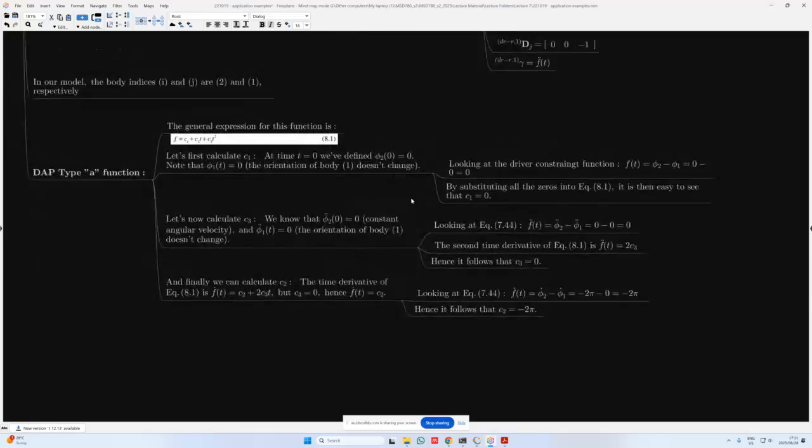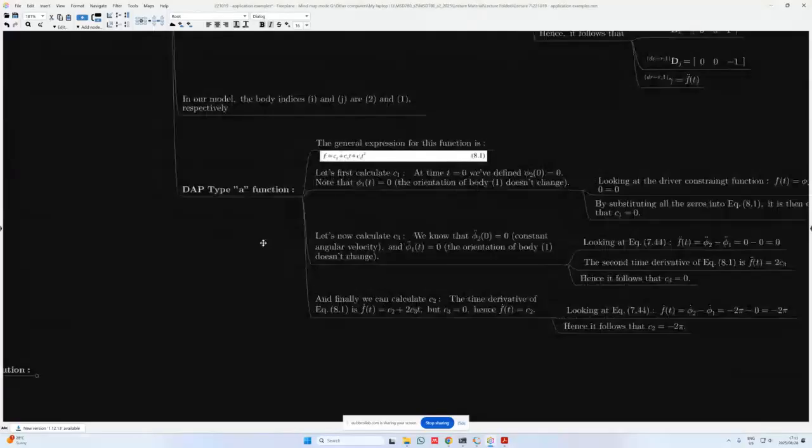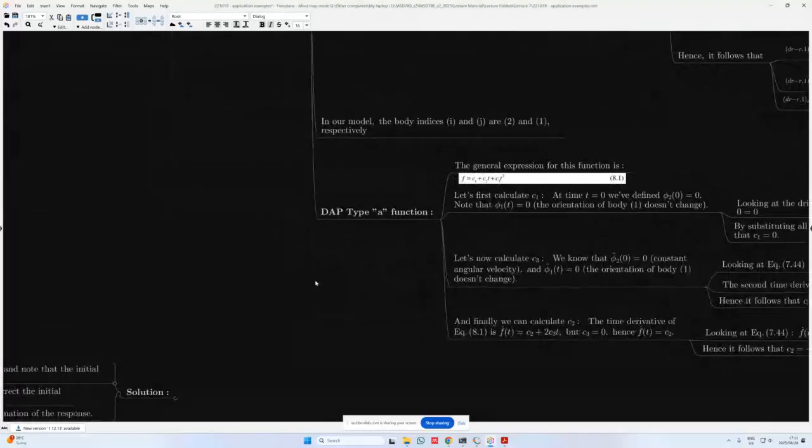We know that we're working with a constant angular velocity of minus 2 pi radians per second on the rear wheel. So phi dot 2 is equal to minus 2 pi radians per second. And then phi dot 1 is equal to 0 since the orientation of the body isn't changing, which simply means that c2 is going to be equal to minus 2 pi. And now we have values for c1, c2, and c3, and we can fully define our adapt type A function under the inFunct script that we have available under DAP-BC.